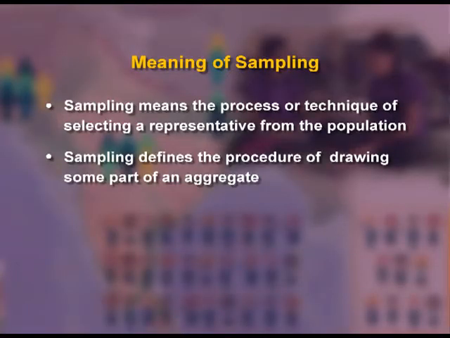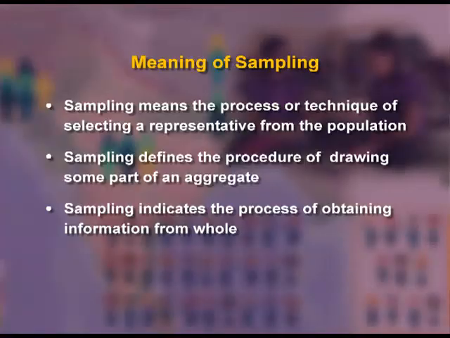Sampling defines the procedure of drawing some part of an aggregate. Sampling is defined as the procedure of taking some part of an aggregate or totality on the basis of which a judgment or inference about the aggregate or totality is made. Sampling indicates the process of obtaining information from the whole. That means sampling is understood as the process of obtaining information about the entire population by examining only a part of it.